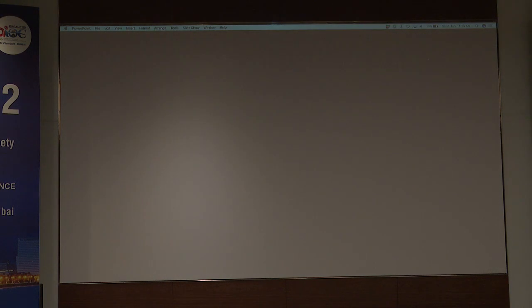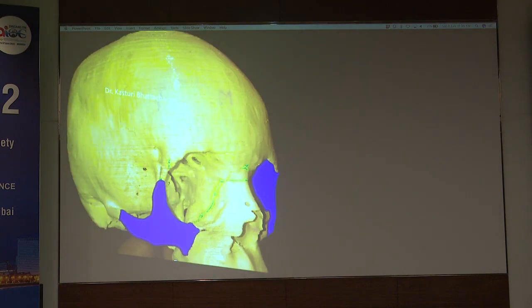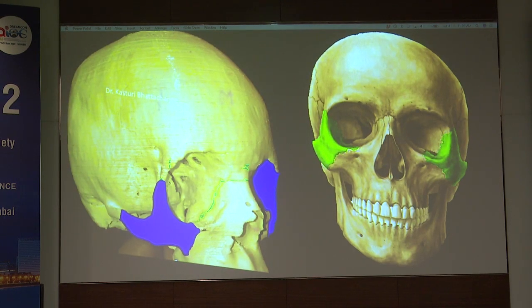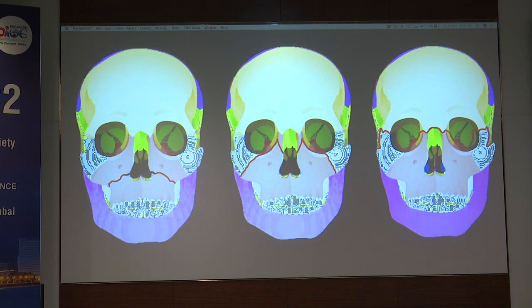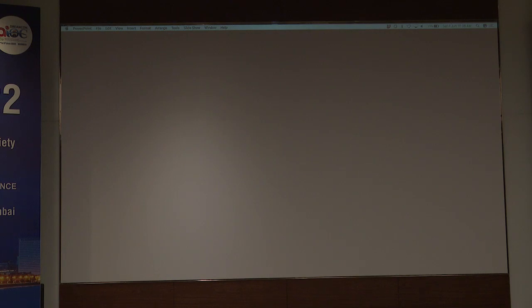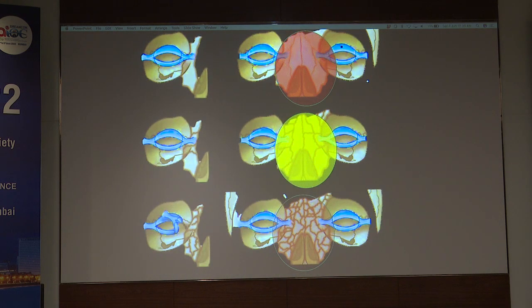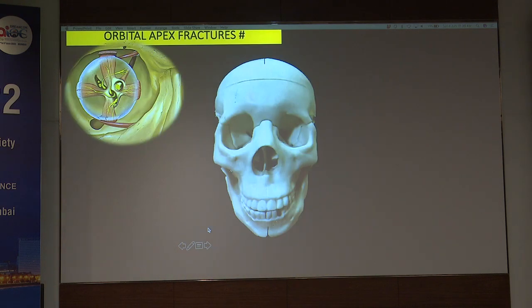Many times the fractures are further complicated when associated with a Z fracture, that is a pyramidal fracture affecting the zygoma, or a Le Fort fracture 2 and 3 which involves the orbit, or associated with the NOE fracture which involves the nose, the ethmoid and the orbit.